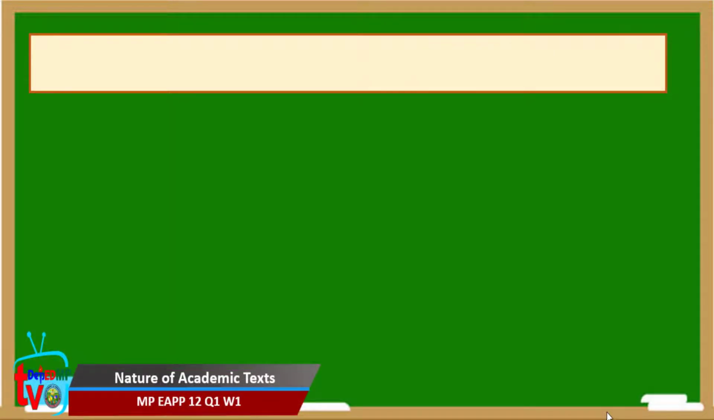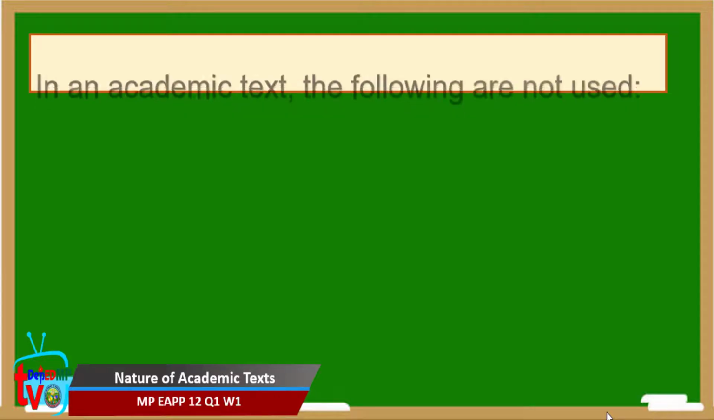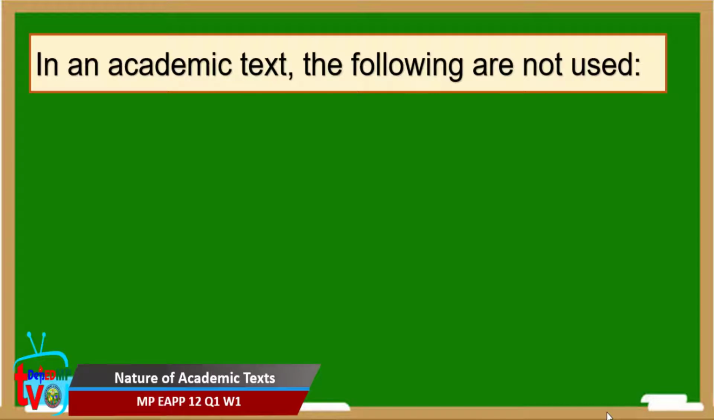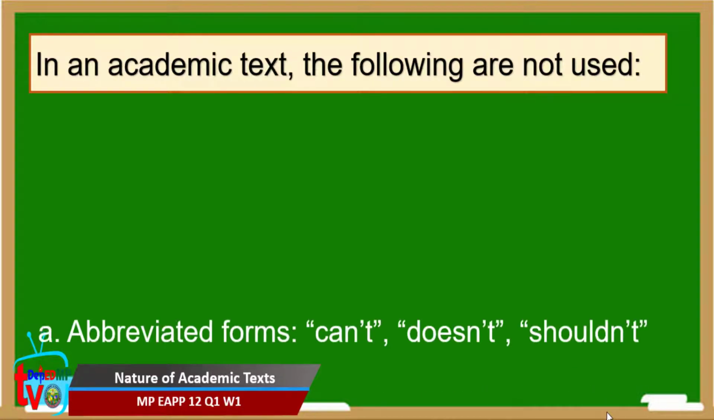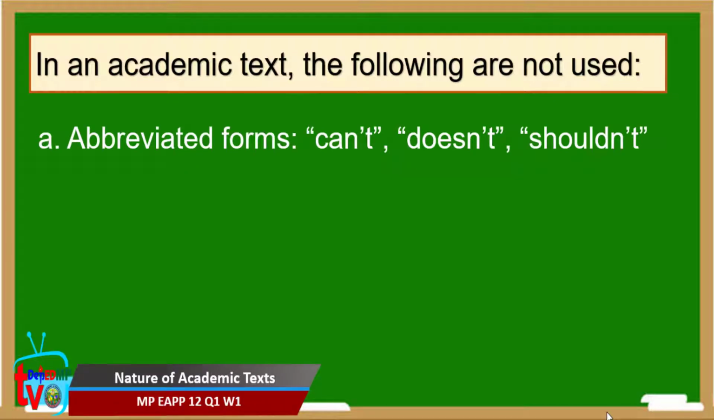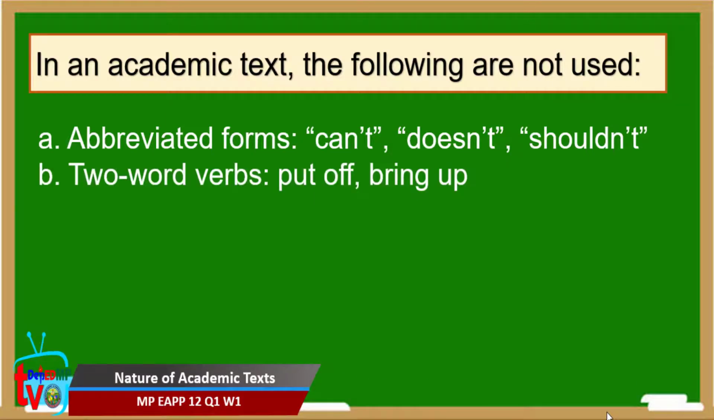One of the most important academic writing skills is the ability to write in a formal style. In general, this means that in an academic text, the following are not used or should be avoided. So letter A, do not use abbreviated forms. Examples: can't, doesn't, shouldn't. And B, avoid two-word verbs. Examples: put off, bring up.